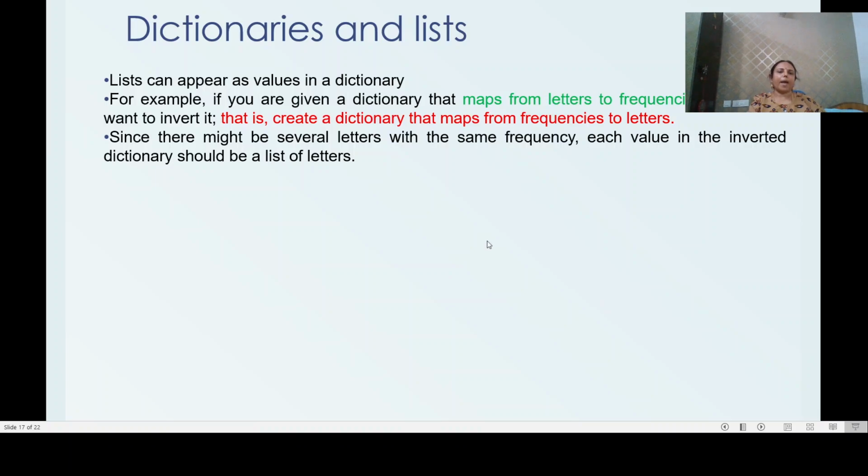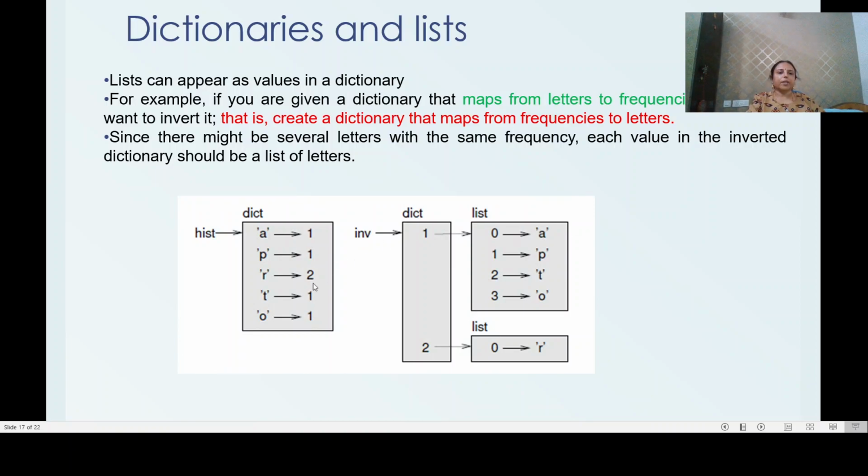So we can also map the letters to the frequencies, which we call the inversion of the dictionary. Let me explain here. This is the histogram output of a dictionary, which tells you how many times a particular character appears in the string. Inverse means that for each value, you get the characters that have it. For 1, we have A, P, T and O, and for 2 we have R. So this is called inverting the dictionary.